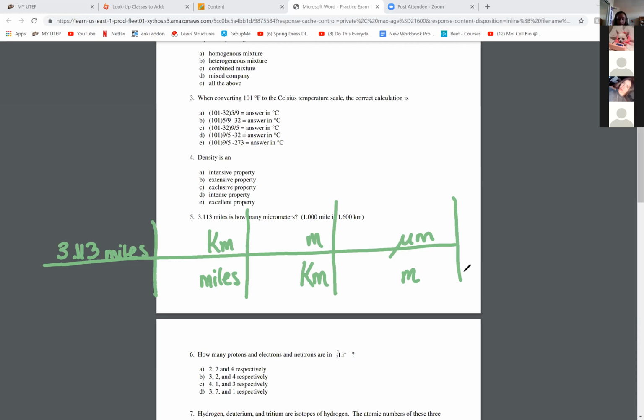What are we going to put in this first section right here? What goes on the bottom? 1. And then what goes on the top? 1.6. I'll leave out those zeros because I don't have any room. Okay, so the next one, what goes on the bottom?